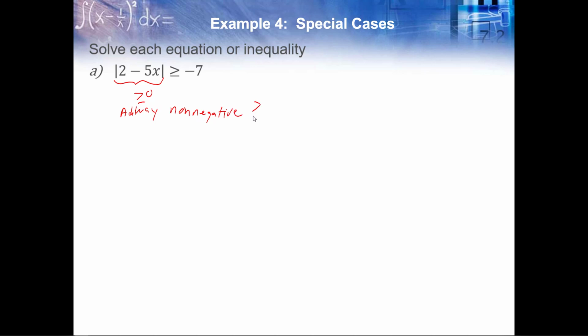Being greater than or equal to a negative number. This is true for any value of x. For any value of x, you're going to have something which is either 0 or greater. And that will always be greater than a negative number. So as a consequence, the solution set is the entire real line. How do you write that in interval notation? It is the open interval from negative infinity to infinity.